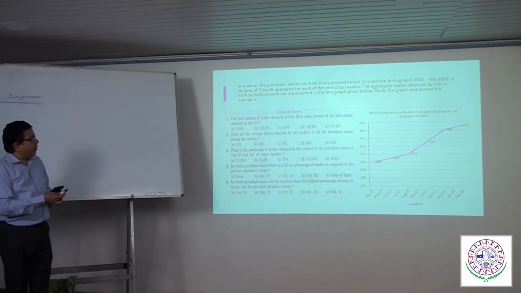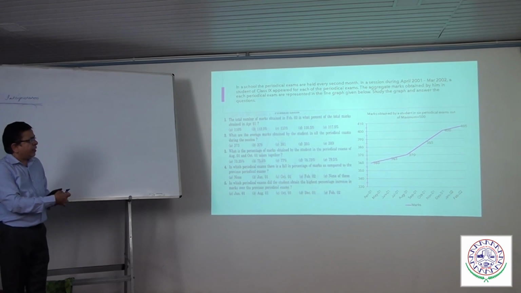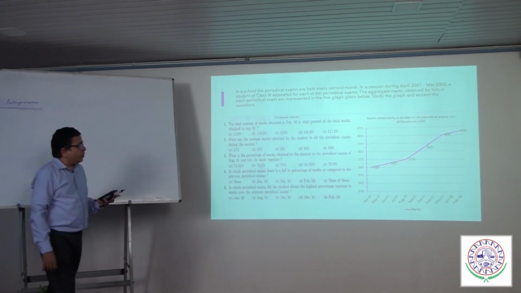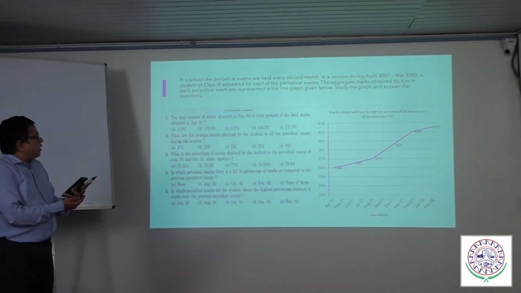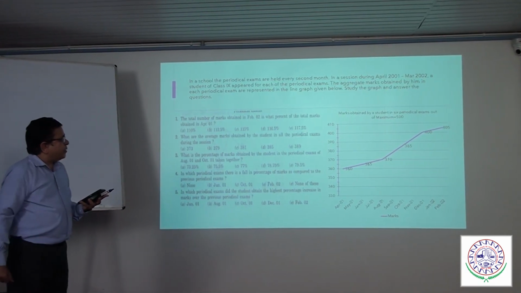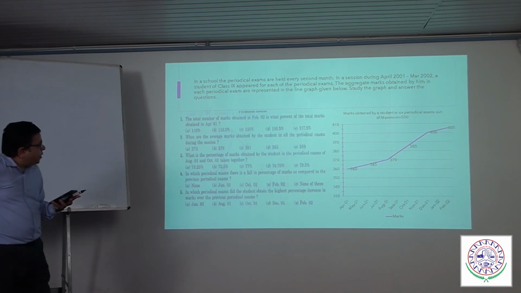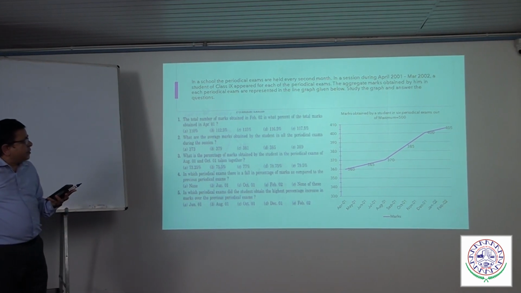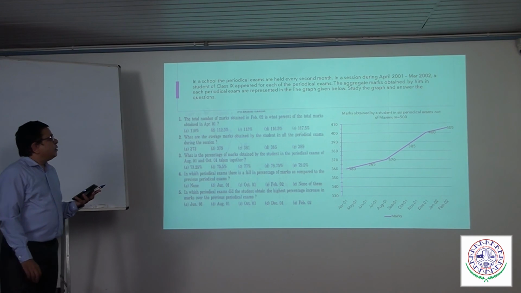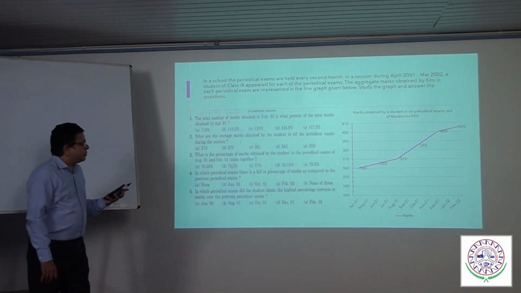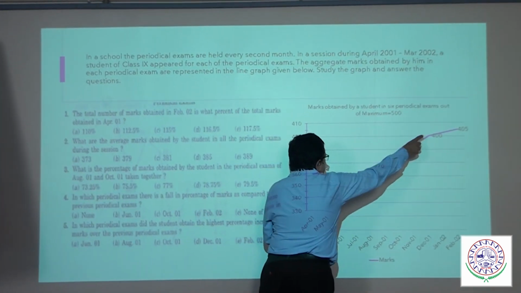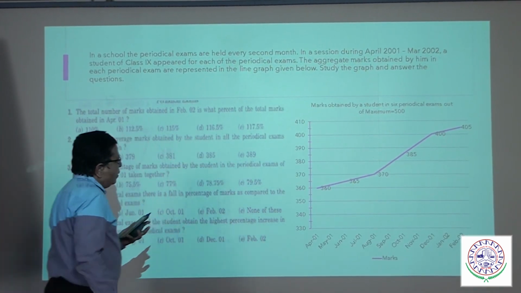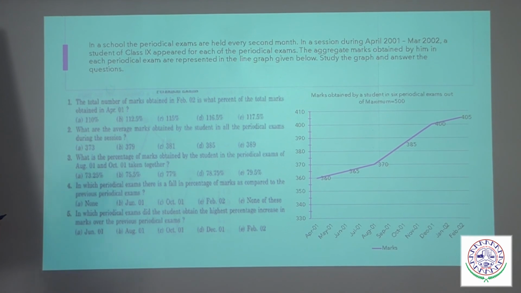In a school, the periodical exams are held every second month in a session during April 2001 to March 2002. A student of class 9 appeared for each of these periodical exams. Aggregate marks obtained by him in each periodical exam are represented in a line graph given below. Study the graph and answer the questions. These are the total marks taken by the student in the exams. Maximum marks are 500.